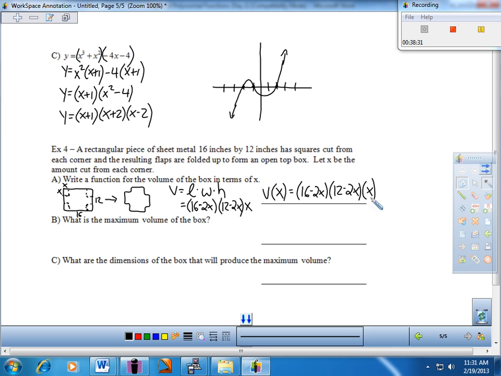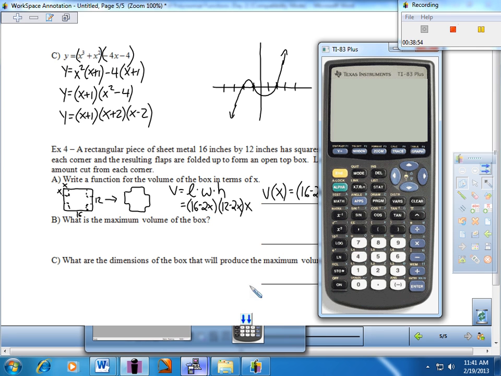If you were to multiply this out, you would get a nice standard form cubic function, which happens to look something like this. I'll go ahead and just highlight it, where there's going to be a nice little maximum in there, and that's exactly what I'm going to try to find. So it says, what is the max volume of the box, and what are the dimensions of the box that produce the maximum? Let's bring the calculator up one time here. Good opportunity for us to do that.